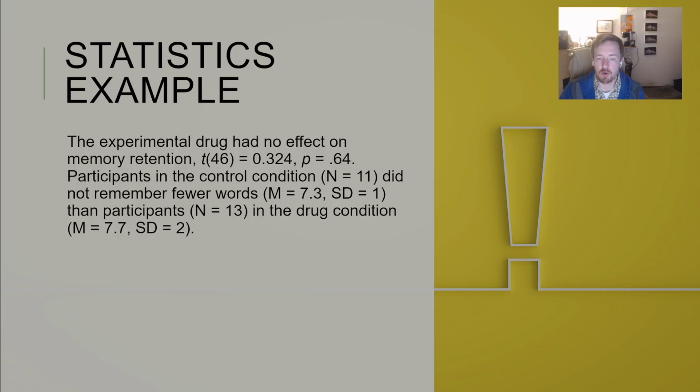Participants in the control condition, n equals 11. So this tells us how many people were in the control condition. Did not remember fewer words, and then we'd say how much they remembered. On average, the control condition remembered 7.3 words, with a standard deviation of about 1, give or take. So some of them may have had 6.3, some may have had 8.3, but for the most part the mean was about 7.3. Then for participants in the drug condition, the sample is 13, so there were 13 people in that condition, and then we see their average and their standard deviation.